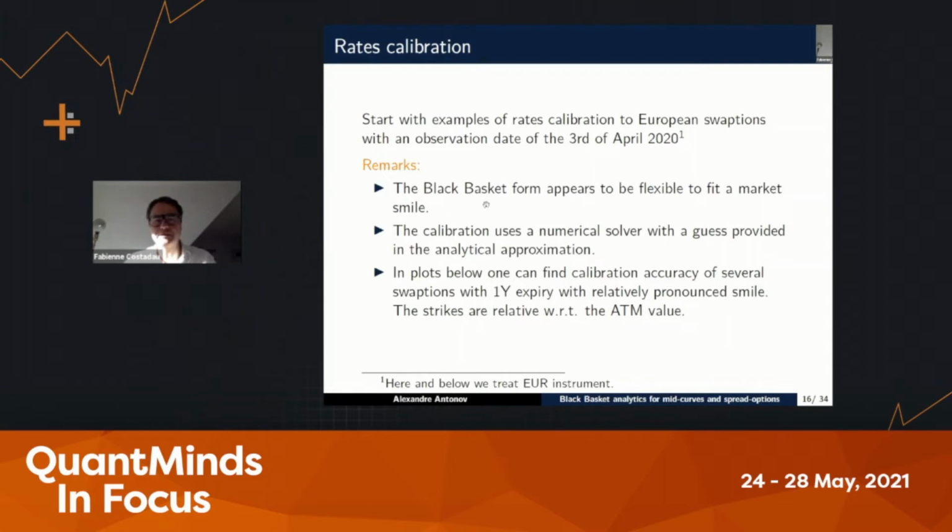The Black basket form appears to be flexible enough to fit the market smile. We'll see it on the next slides. The calibration uses a numerical solver with an initial guess provided by analytical approximation. So again, several iterations. And in the plots below, we'll find the calibration accuracy of several swaptions with 1 year expiry with a relatively pronounced smile.